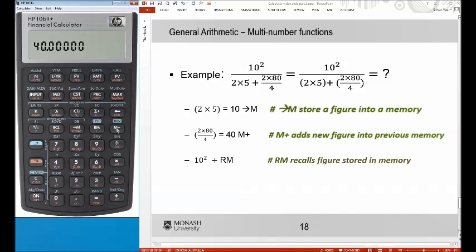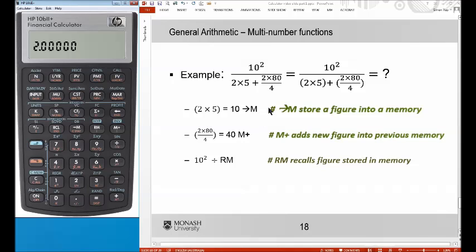Lastly, the numerator. We have 10 squared, and we need to divide this by the number in the memory. So RM. And once you press RM, it brings up the figure in the memory, which is 50. Then equal to get the final answer. And the final answer of this example is 2.